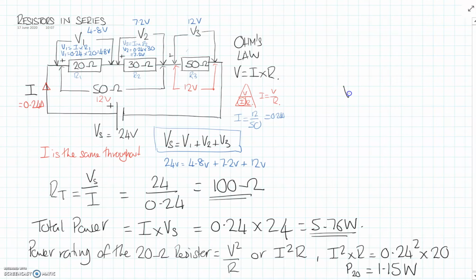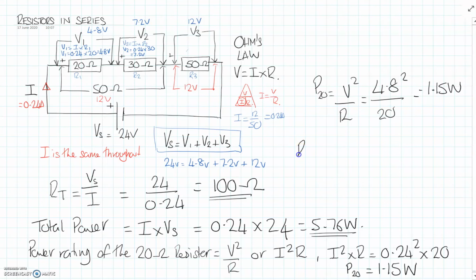You can do the same, just to prove it, with V squared over R. So for the P20, the voltage is 4.8 volts, so that's 4.8 squared divided by 20, which gives us 1.1 watts, exactly the same. So, okay, that's a series circuit: resistors in series and a little bit of Kirchhoff's and Ohm's law rounded up.